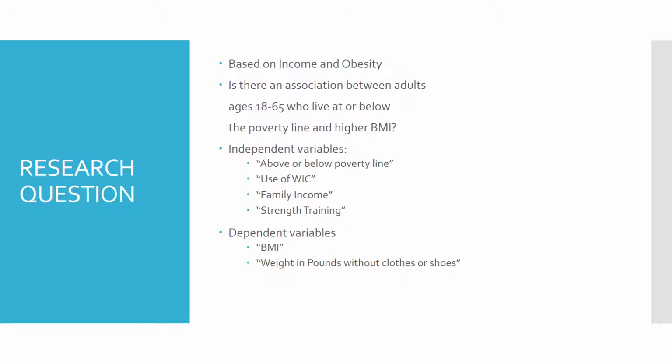To research this question, we found variables that relate to our topic. The independent variables we used are above or below poverty line, use of WIC, family income, and strength training. The dependent variables are BMI and weight in pounds without clothes or shoes.